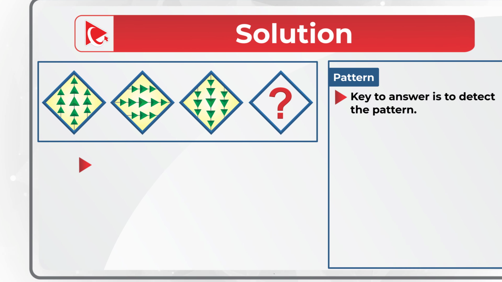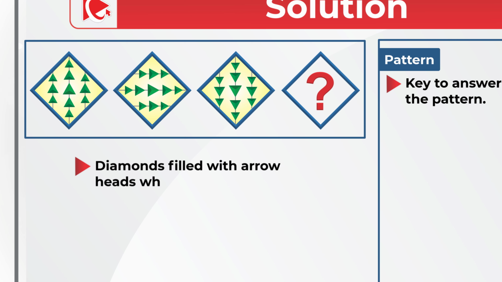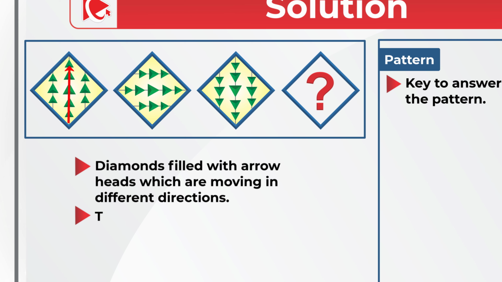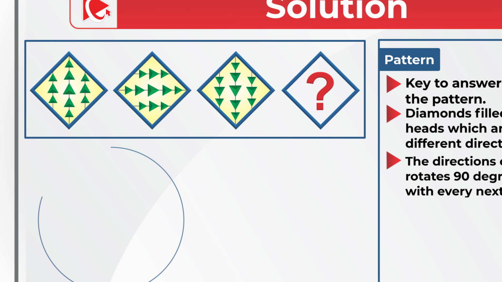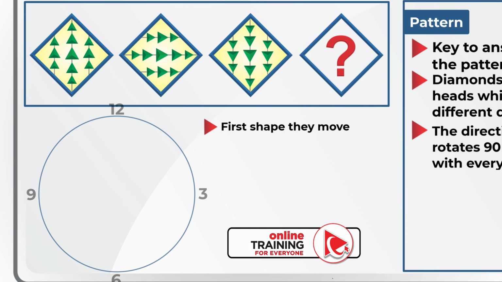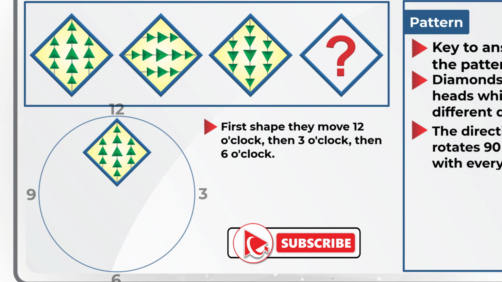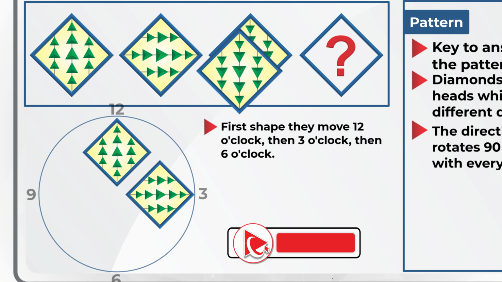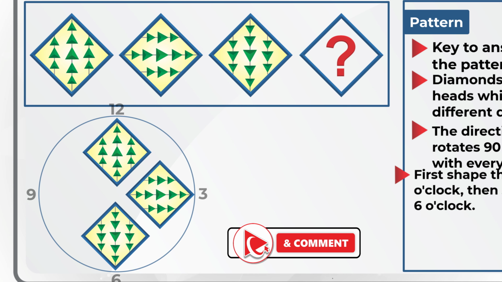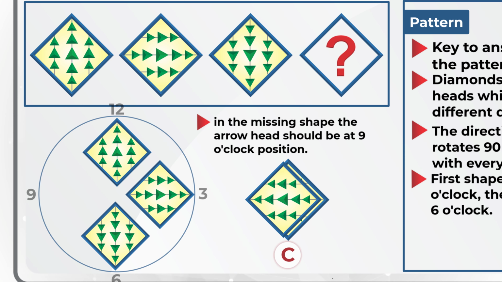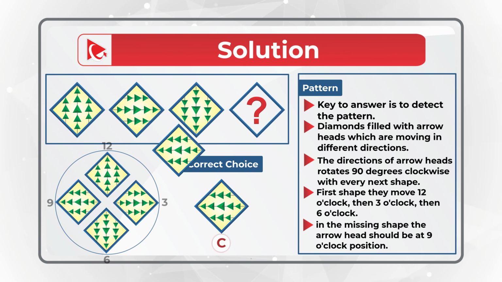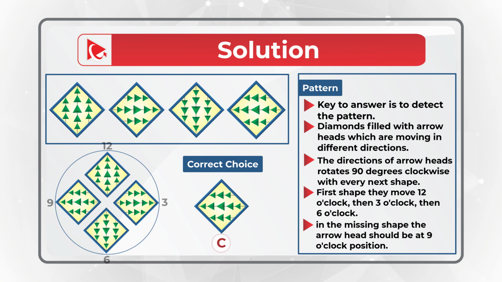If you look closely, you will see diamonds filled with arrowheads, triangles, which are moving in a different direction. The direction of the arrowheads rotates 90 degrees clockwise with every next shape in the pattern. For example, in the first shape, they point to the 12 o'clock position of the clock. Then they move to the 3 o'clock position, and then to the 6 o'clock. So if you detected this pattern, in the missing shape, the arrowheads should be at the 9 o'clock position. Hopefully you've nailed this question and now know how to answer similar problems on the test.